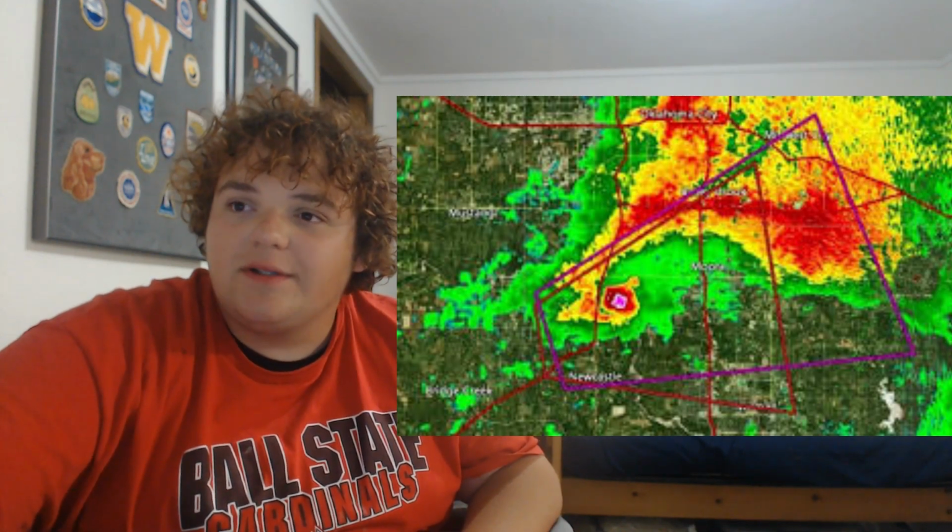Let's take a look at a classic radar example. The Moore EF5 2013 tornado. Do you notice that hook-like shape on it? That is a classic sign of a supercell producing a tornado, but we'll get to that in a different video. As you can see, you see a lot of red and orange on that map, meaning there's a lot of heavy rain falling. You can even see some of the warning polygons.